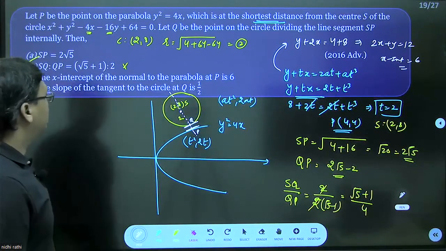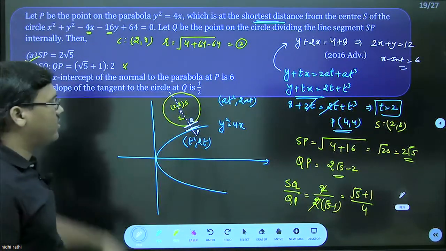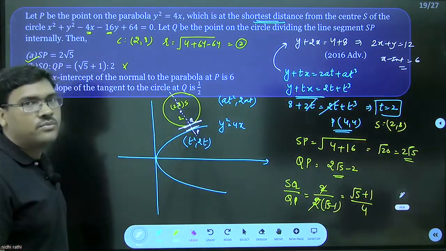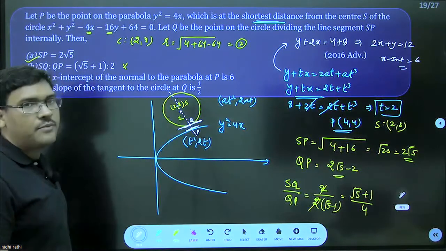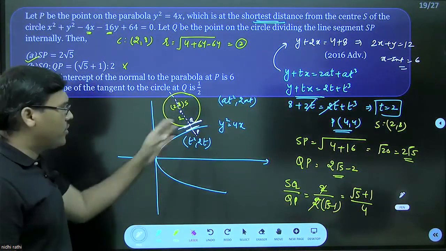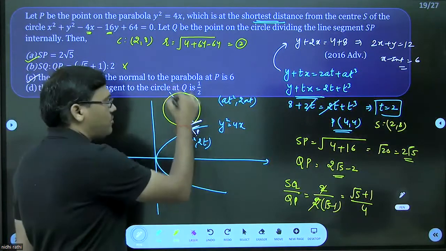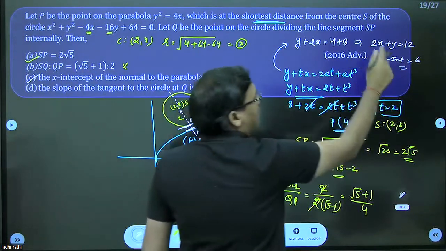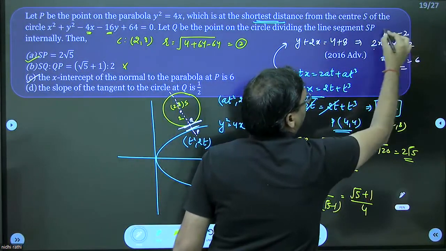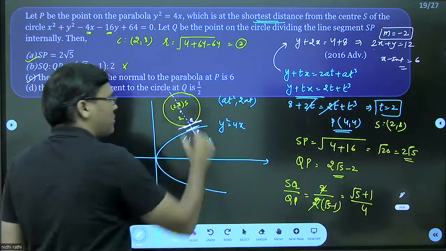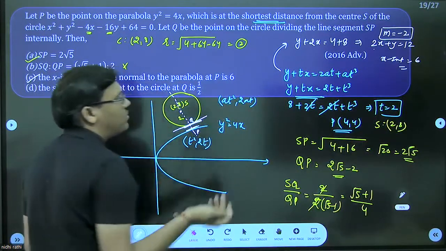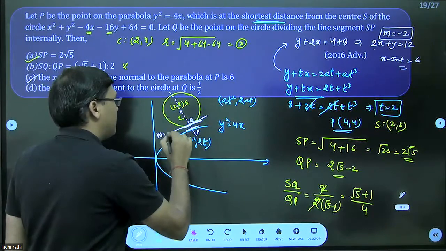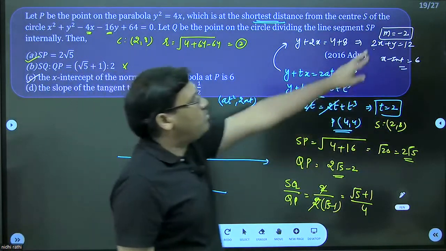Now option D: the slope of the tangent to the circle at Q. You have to find the slope of the tangent at point Q on the circle. For that, you don't have to find the tangent. Look carefully, this is the normal. We have already got the equation of the normal. What is the slope of this line? The slope is equal to -2. And if the slope of this normal is -2, then obviously the slope of the tangent will be what? m1 m2 equals -1, both are perpendicular. So the slope of this line is 1 by 2, because the slope of the normal is -2.